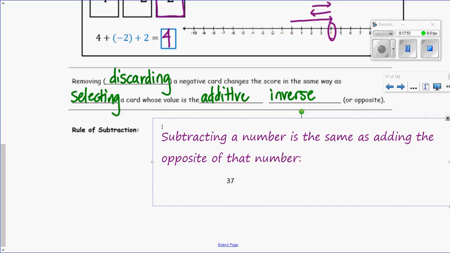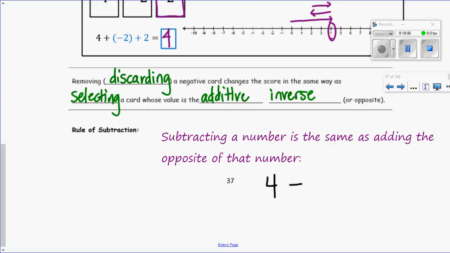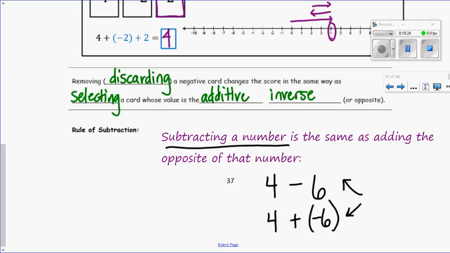And we're going to do some examples so that you can see. Let's say that I have 4, I'm just going to make one up, 4 minus 6. Subtracting 6 is the same as adding the opposite of that number. Here's what it means: adding the opposite of 6. The opposite of 6 is negative 6. So these are the same problems. All I did was change it to addition and take the opposite of the second number.